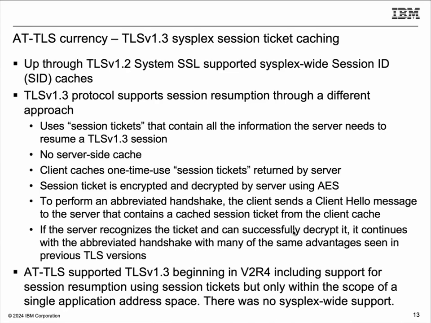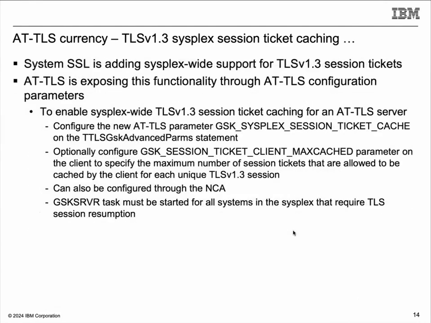Well, we supported TLS 1.3 beginning in 2.4. That included the use of session tickets for session resumption, but that only worked within the scope of a single address space. There was no Sysplex-wide support because System SSL did not provide that either. Well, System SSL adds that support in 3.1. And so that means we need to expose that capability through our configuration parameters. And you see those listed on this chart. You can code those manually in policy, or more likely you can code them through the configuration assistant.